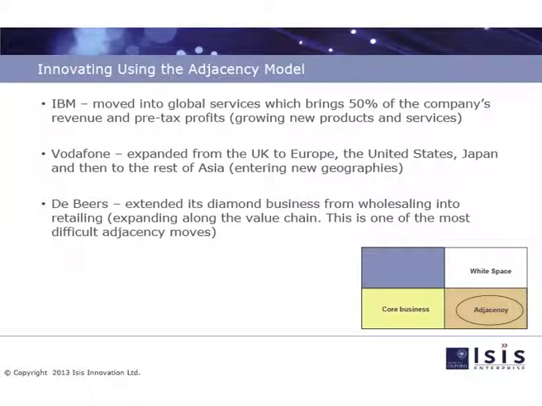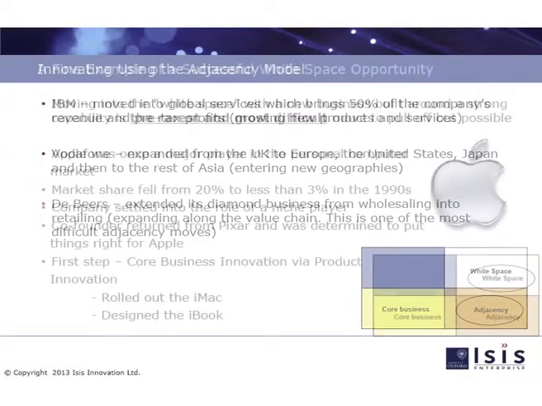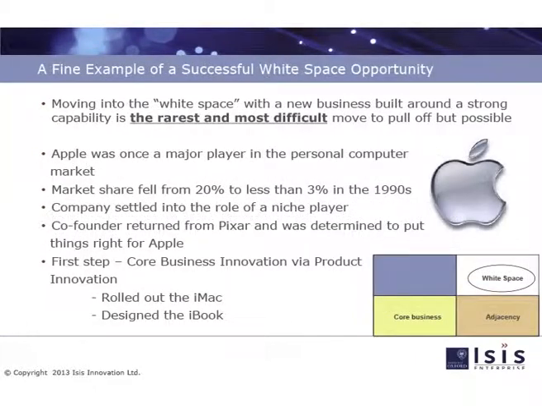Then Vodafone, right? Expanded from the UK to Europe, United States, Japan, and then to the rest of Asia. They're the biggest telecommunication company in the world. What did they do? Entering new geographies, right? But they are selling the same products and services. That's why they're an adjacency, right?